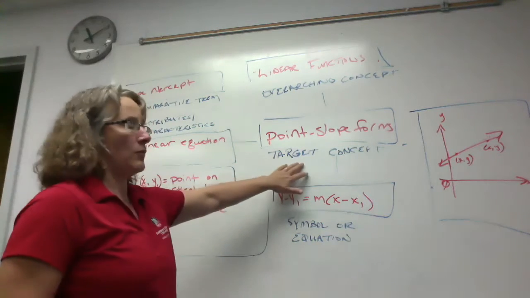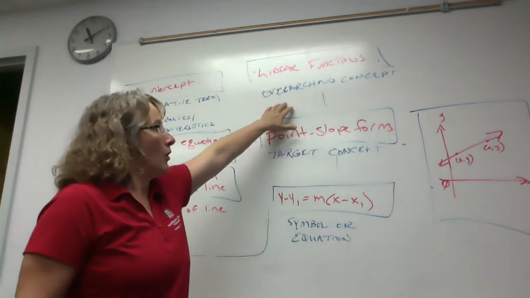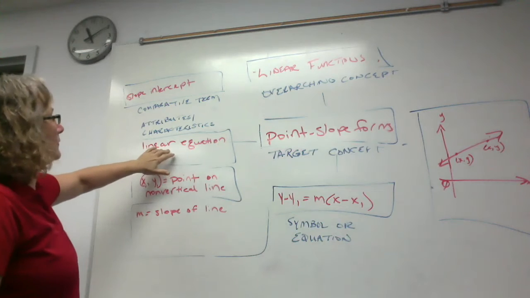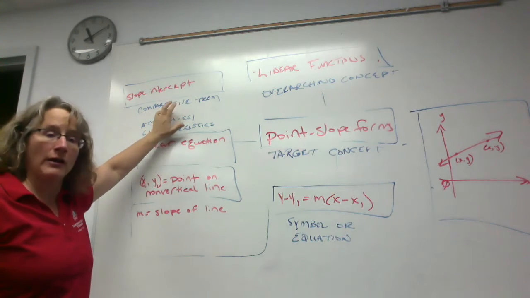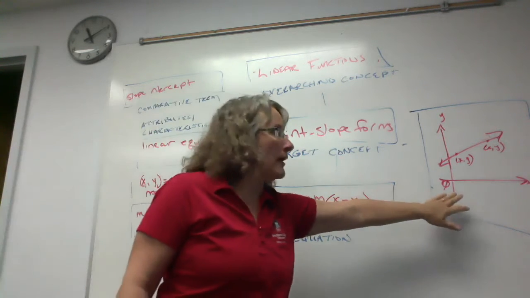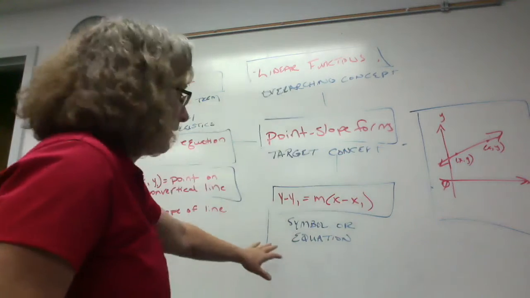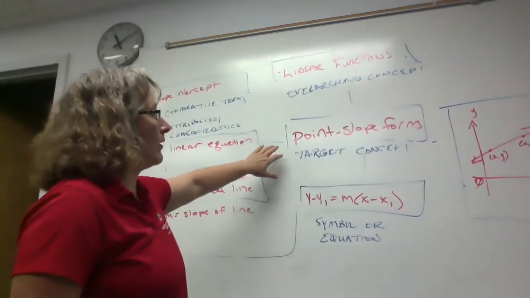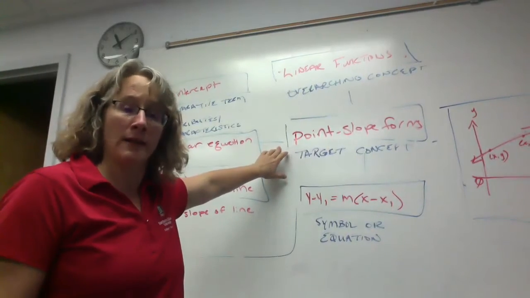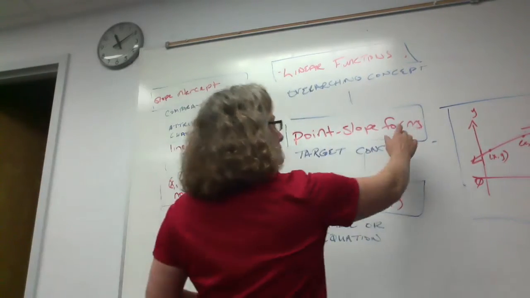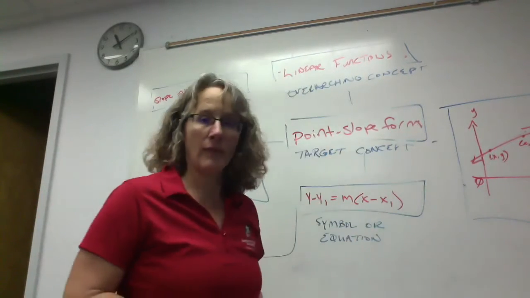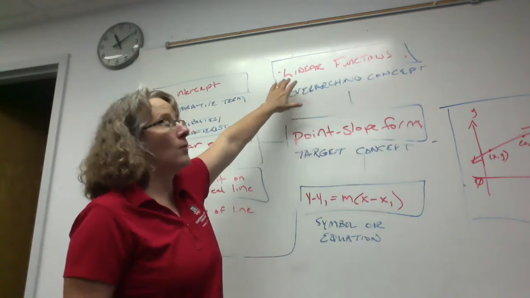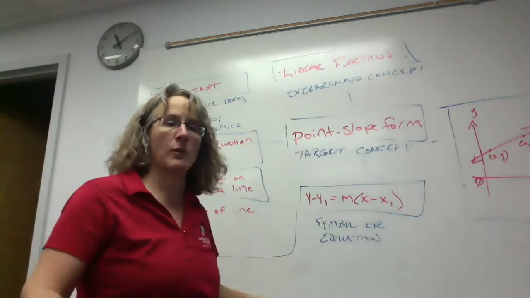So we still have our target concept, our overarching concept. We have attributes and characteristics. We have our comparison contrast term, but in this case, I also have a graphic symbol. I also have an equation. So in this particular example, our target concept is point slope form. Okay, point slope. And it falls under the overarching concept or category of linear functions.